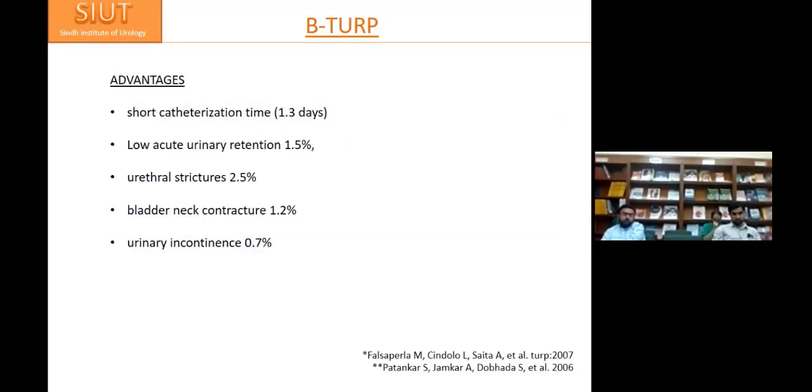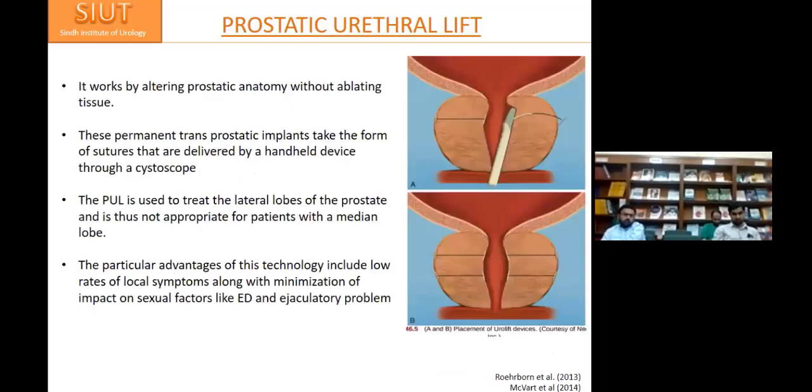The advantages, of course: there is a short catheterization time of 3 days as compared to monopolar TURP, low acute urinary retention, and urethral stricture rates are considerably low. Bladder neck contracture in monopolar TURP was 2%, and in bipolar TURP it is 1.2%, and urinary incontinence is around 0.7% of the patients.